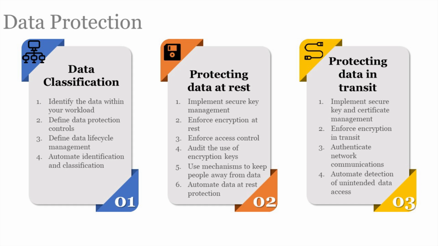Protecting data in transit. Data in transit is any data that is sent from one system to another, and in order to ensure the confidentiality and integrity of the data, it is important to protect it in transit. 1. Implement secure key and certificate management. For all kinds of HTTP-based access, you need to enforce encrypted data transfer by using HTTPS, and for that you can make use of AWS Certificate Manager with supported services such as ALBs, CloudFront, and API gateways.